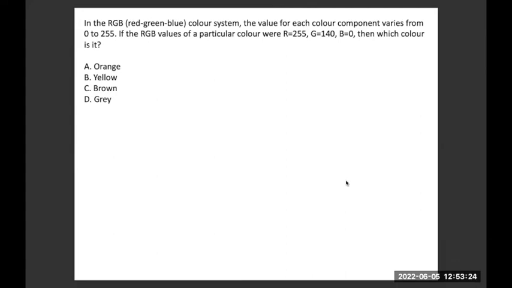In this system, you are given the values where red is full color, 255. Green is added in that, which is 140 value. 140 lies somewhere in between 0 to 255. Somewhere in between, you have to assume approximately. And blue is 0. There is no value of blue getting added. Then which color will we get in that system?